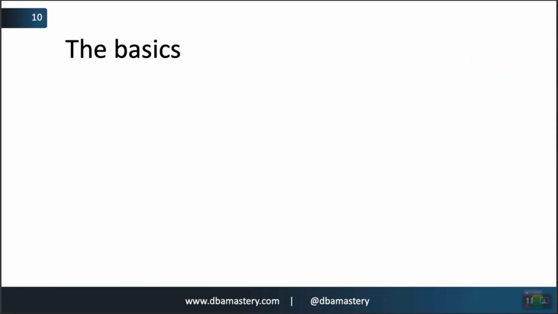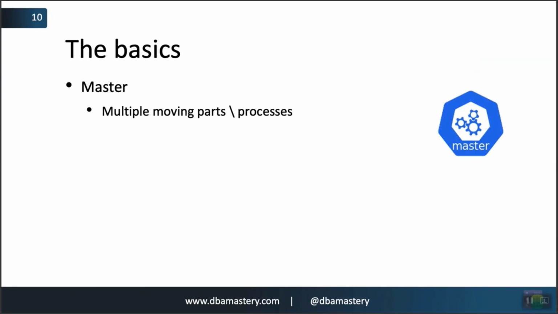Okay, so let's take a look at the basics of Kubernetes. This is a high level summary of the components that make up the core of Kubernetes. Okay, first we have the master. This is kind of the brain. It has multiple moving parts, multiple processes running.